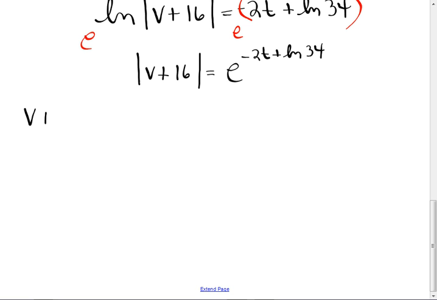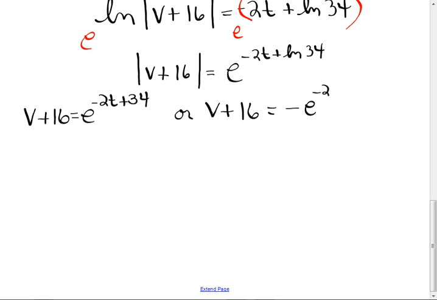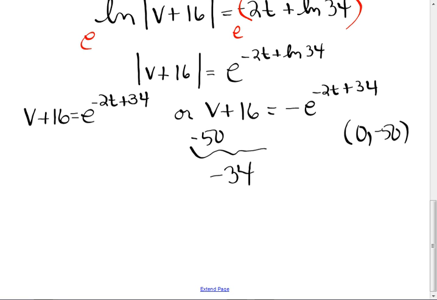So you get 2 equations. You get the positive one, or you get the negative one. Don't assume that the negative one is not going to work. Negative e to the -2t plus 34. Do you want to try it right now before you solve for V? The negative one is the one that's going to work because it went through 0, -50. So when you put in your -50 here, this ends up being -34. And on the right side, you're going to put in 0 for t, so that's equal to -e to the 34, natural log of 34. I lost my natural log there, sorry.